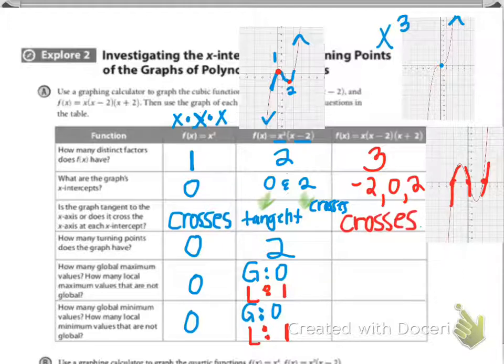How many turning points does the graph have? Well, you can see that it turns twice, much like the last one. It turns right here. There's a turning point. There's a turning point here. So 2.